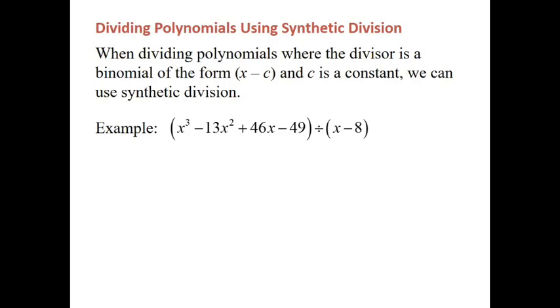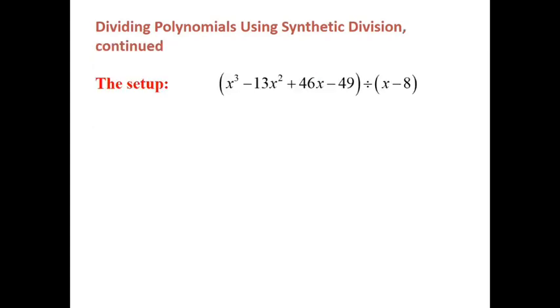So you have to have a binomial in the form x minus c. In this case, for example, x minus 8. C is the constant. And so we've got x cubed minus 13x squared plus 46x minus 49 divided by x minus 8. And the way you set this up, you write the value of c in a box. Okay, that's the constant you're dividing by.